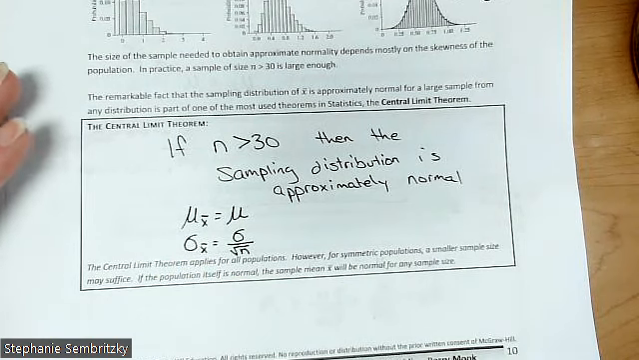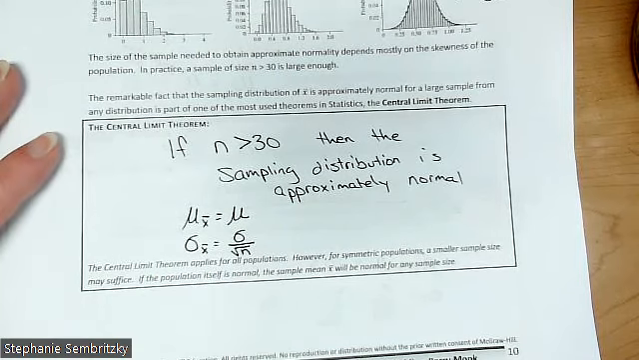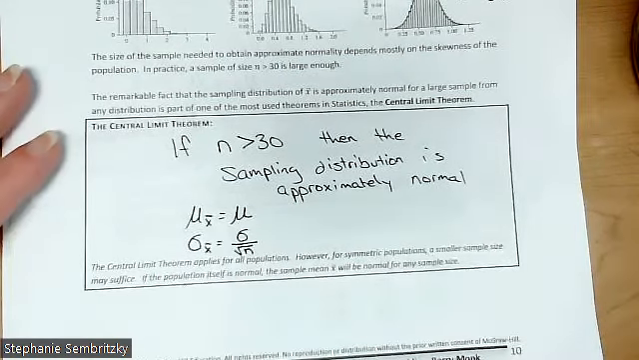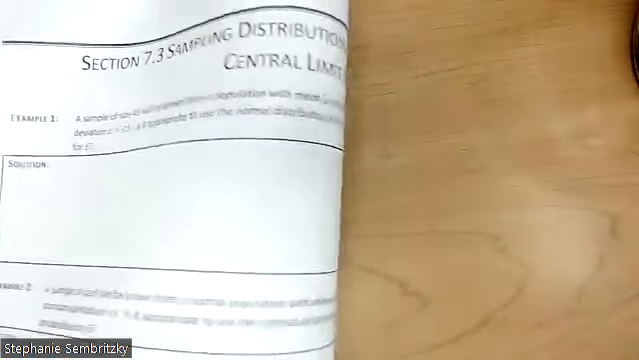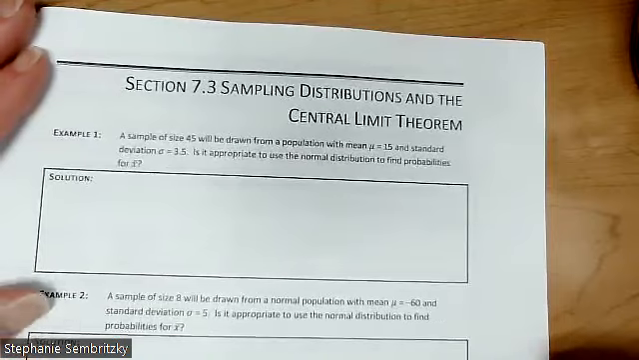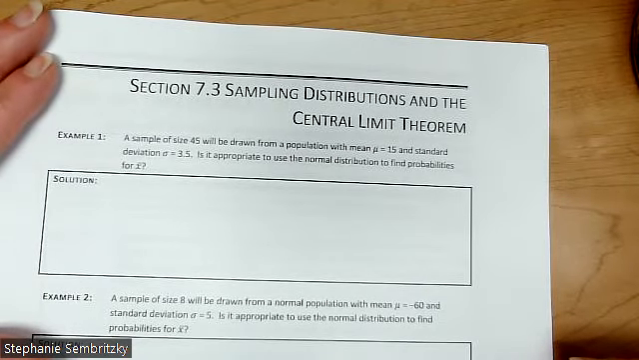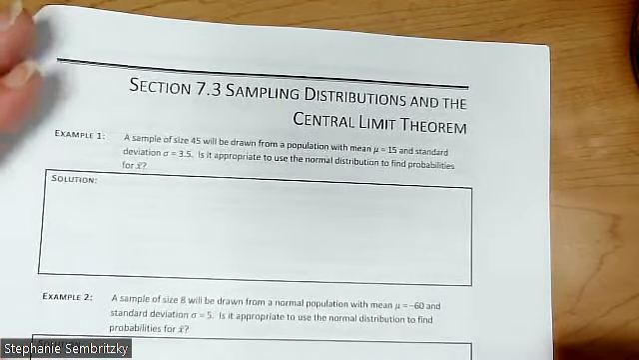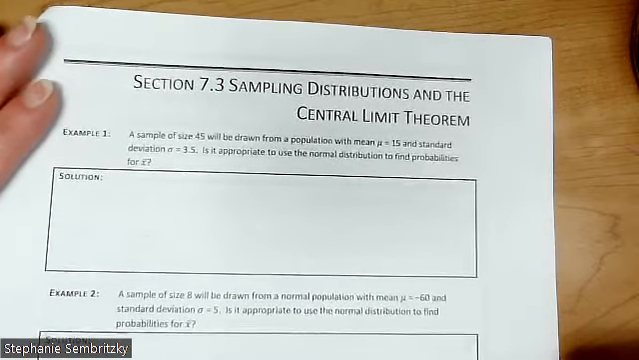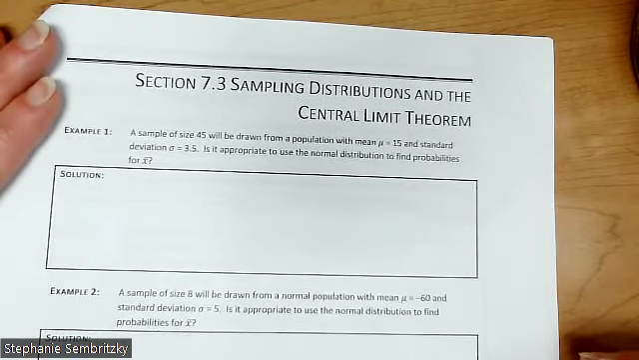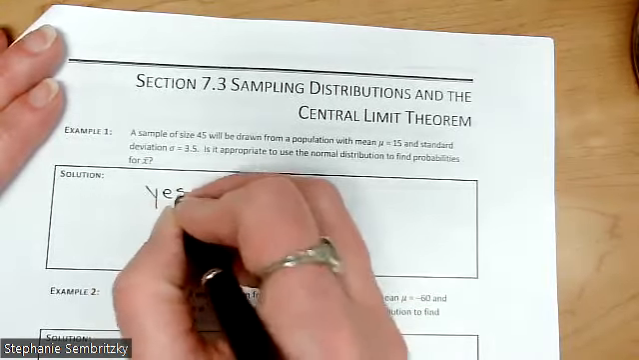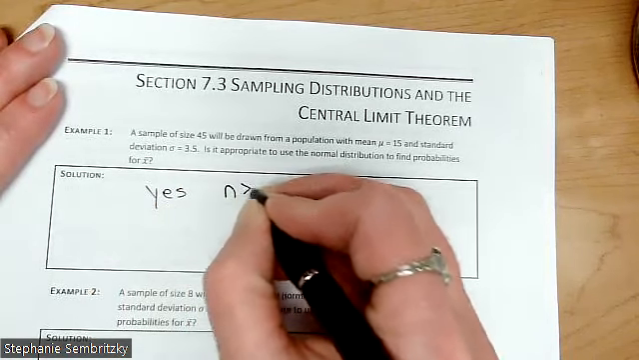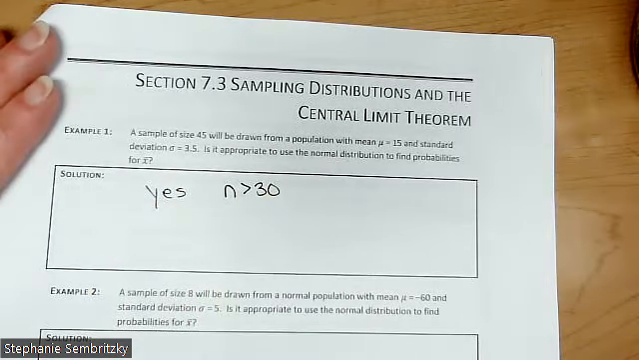So first we need to think about, on each of these next examples, is it going to be appropriate to use a normal distribution or not? A sample size of 45 will be drawn from a population with a mean of 15 and a standard deviation of 3.5. Is it appropriate to use the normal distribution to find probabilities? Why? n is bigger than 30.